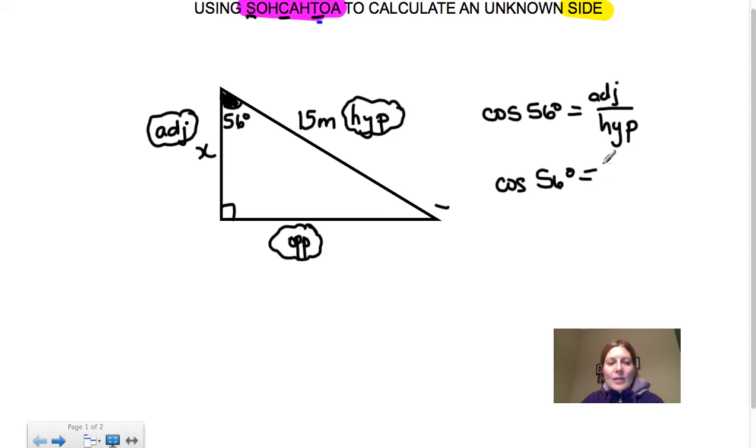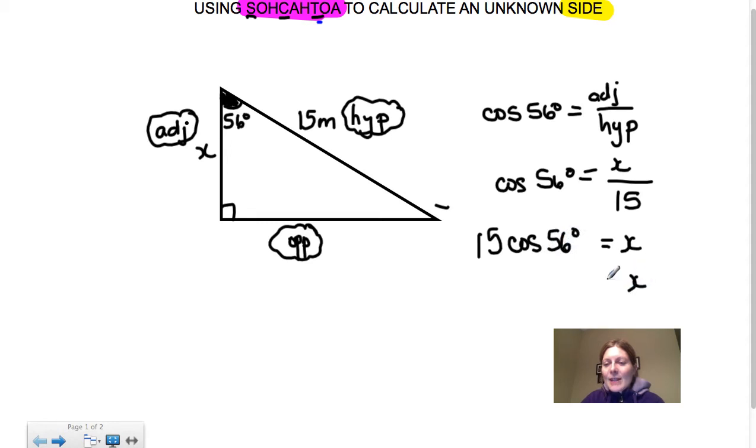Cosine of 56 degrees is equal to the adjacent. Well, we don't know what that is. That's X, that's what we're looking for. Over the hypotenuse, which is 15. I want to get X all by itself. In order to get X by itself, it's being divided by 15, so I need to multiply both sides by 15. So X is going to become 15 cos 56 degrees.